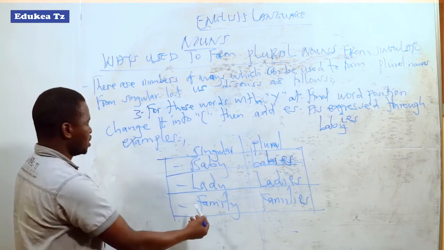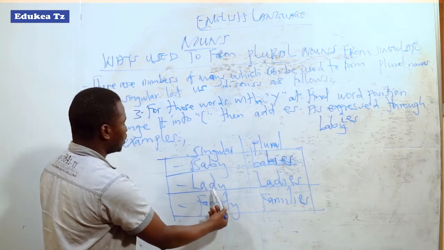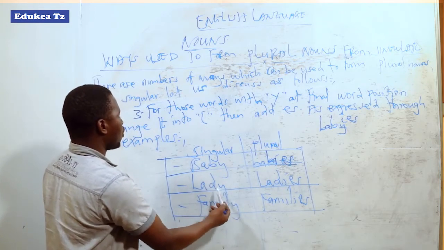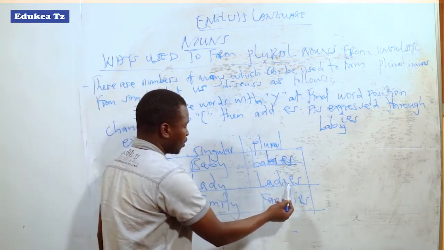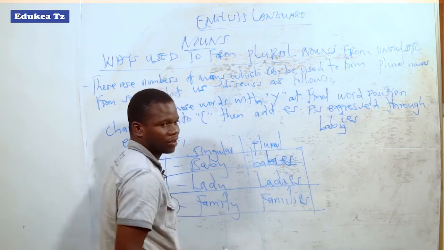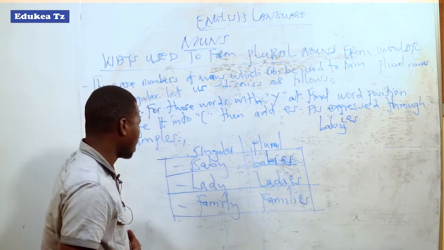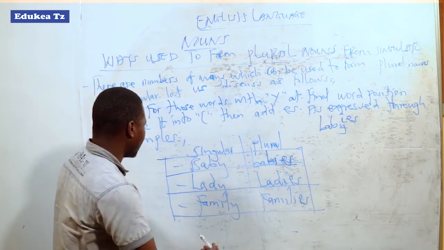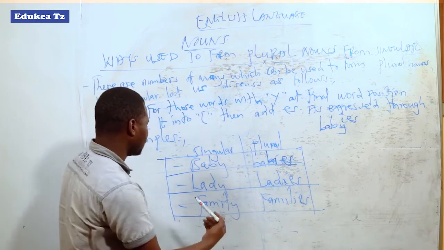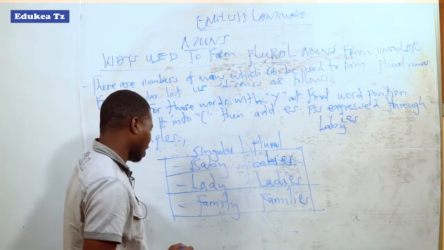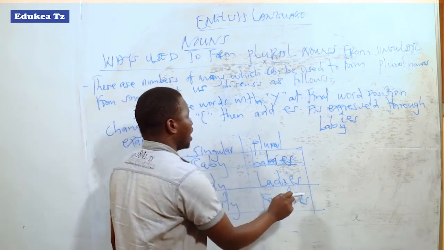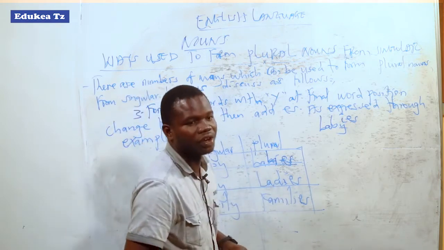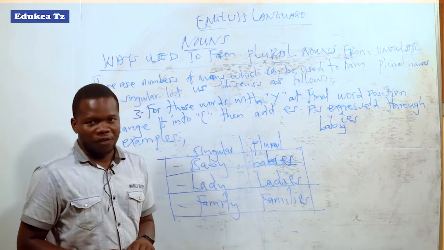Again, we have the word lady. This lady also has a y ending. So we have to change this y into i, then we add es for plurality. Again, we have another example like family. This family has a y ending again. We have to change this y into i, then we add es, as a result of having the word families.